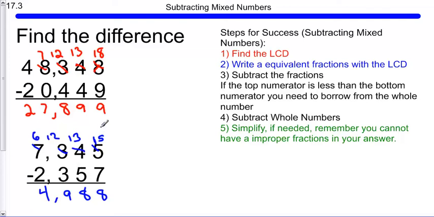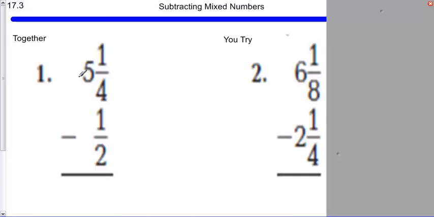Now, when we subtract whole numbers, when we subtract decimals, when we borrow, we always get 10. Now, when we're dealing with fractions, it's a totally different thinking. Okay, so again, the steps are exactly the same. First thing I need to do is find a common denominator. So I have 5 and 1/4 minus 2/4, because I multiply by 2.